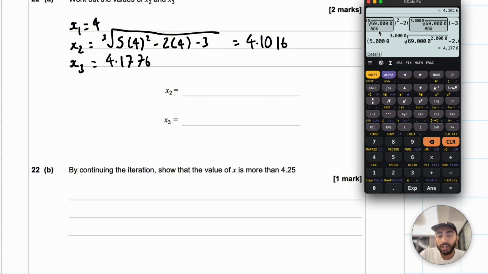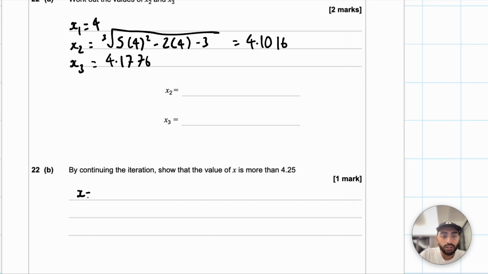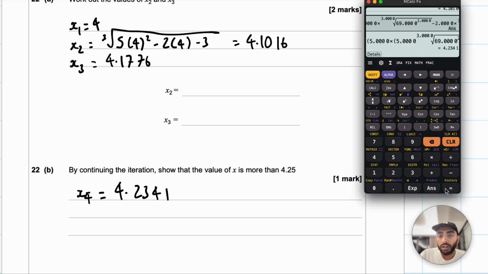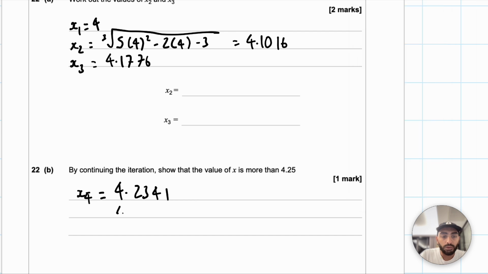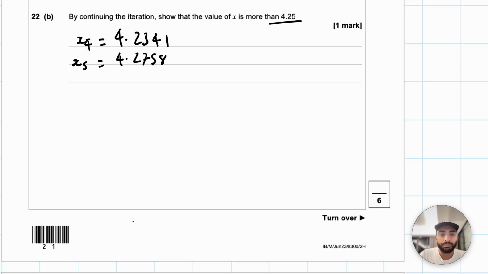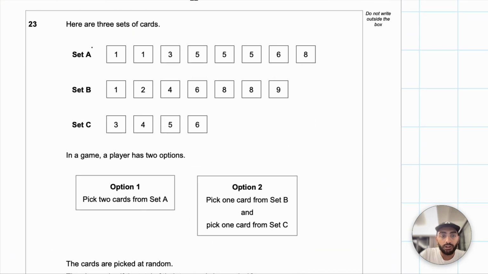Part B, by continuing the iteration, show that the value of x is more than 4.25. Because I've already used the answer function here, if I press equals again, I get the next value. So x4 equals 4.2341. And then if I press it again, I get 4.2758. So x5 is 4.2758, and that's showing me that the value of x is more than 4.25. If I repeated this many more times, I would get an answer closer and closer to the actual value of x.